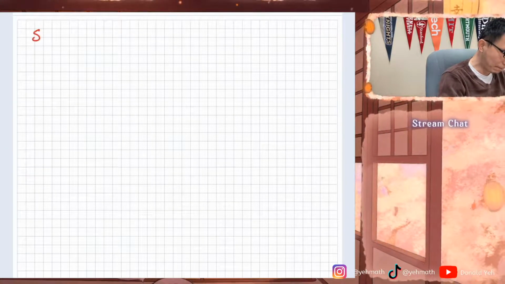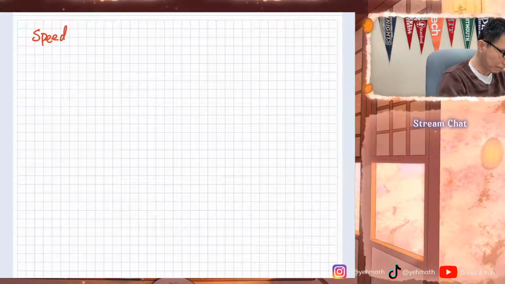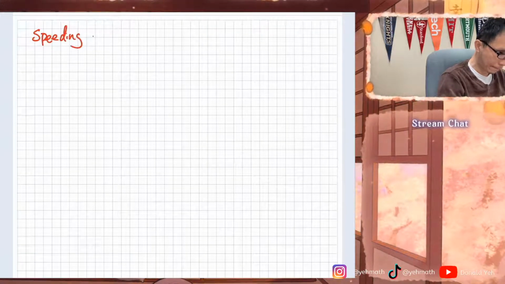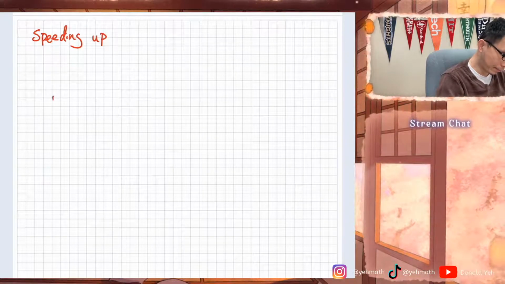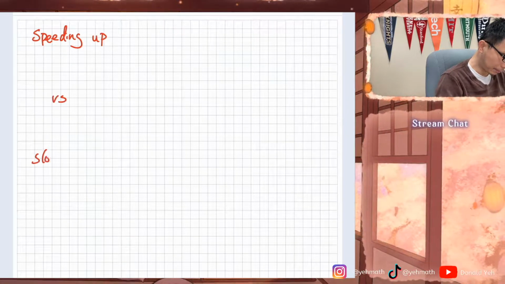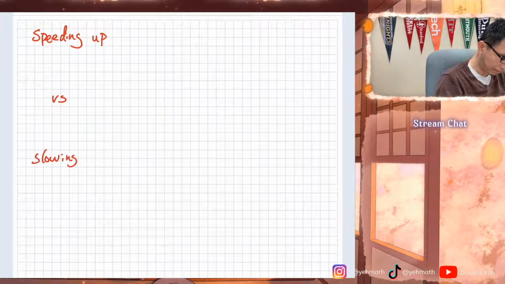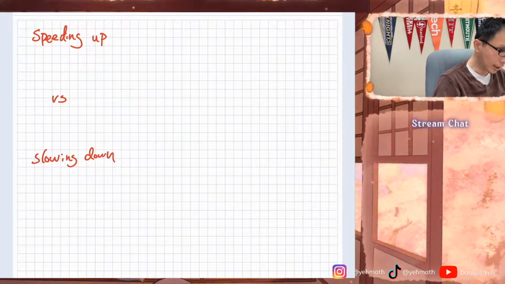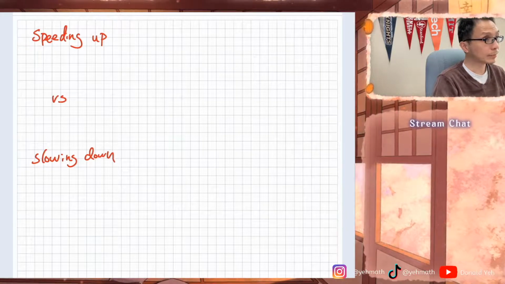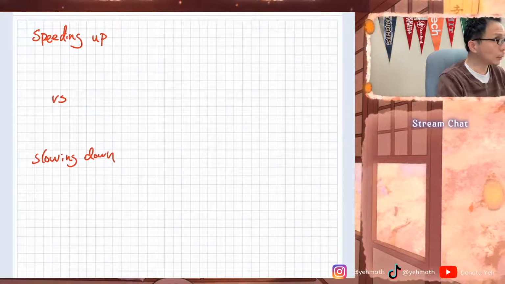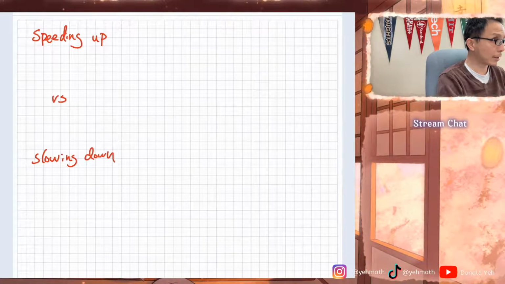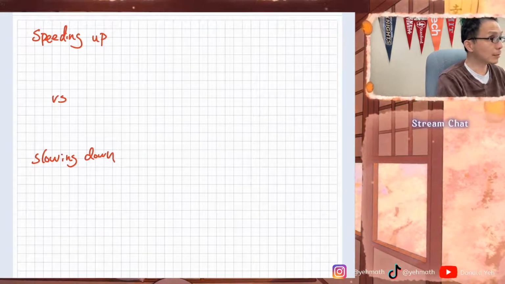Okay, so what we're going to talk about is speeding up versus slowing down. The easiest way to think about it is this. You don't have to memorize it.